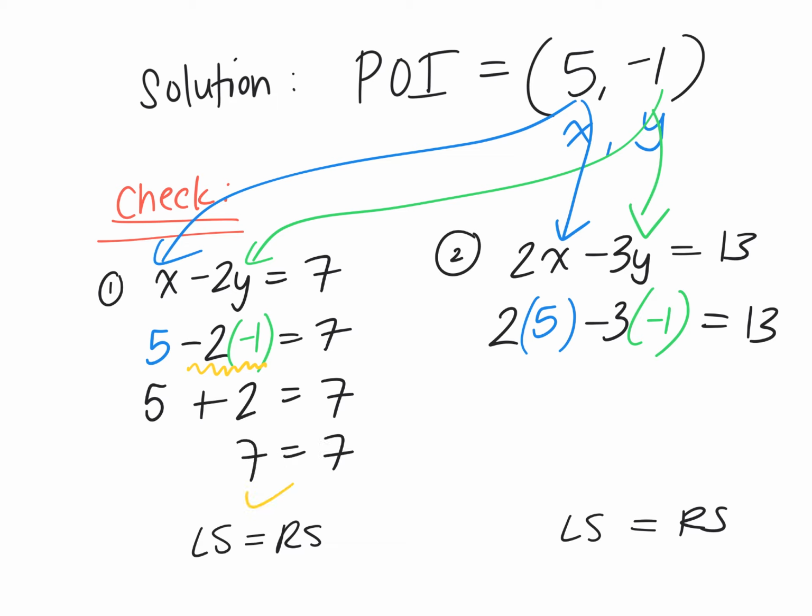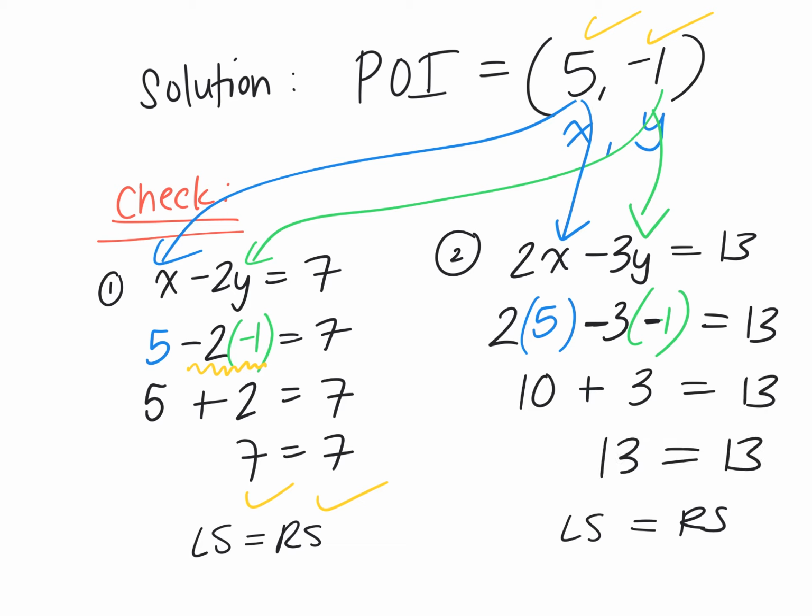So is this true? 7 equals 7. Left side is equal to the right side? Then you know that this is a solution to the first one. It worked. Let's do the second one. 2 times 5. 10. Negative 3 times negative 1 is positive 3. What's 10 plus 3? Is it true? Is the left side equal to the right side? Is it balanced? Then you're done. You found the solution. This works for both of the equations.